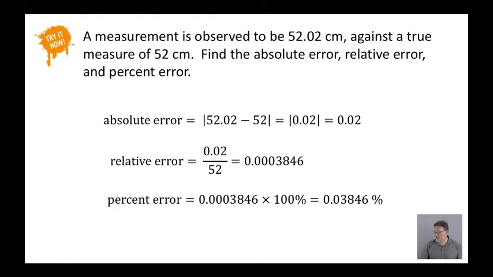Our relative error is simply found by taking that absolute error and dividing it by what the true measure is, which in this case is 52, giving us a very, very small decimal, 0.0003846, which we can then convert into a percent error by multiplying that by 100%, thus converting it into a percent, and we get a value of 0.03846. This is a percent error that is less than a tenth of a percent, less than half of a tenth of a percent. This is a very, very tiny error when compared with the actual size of the object.